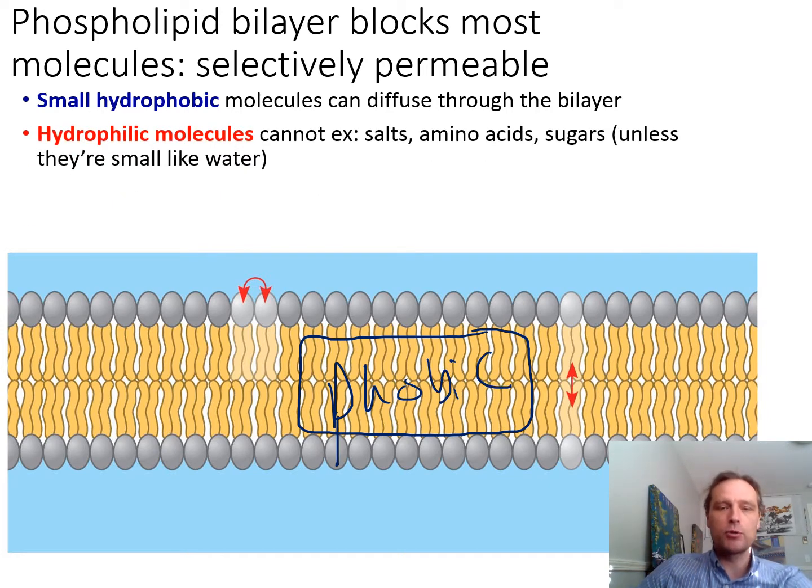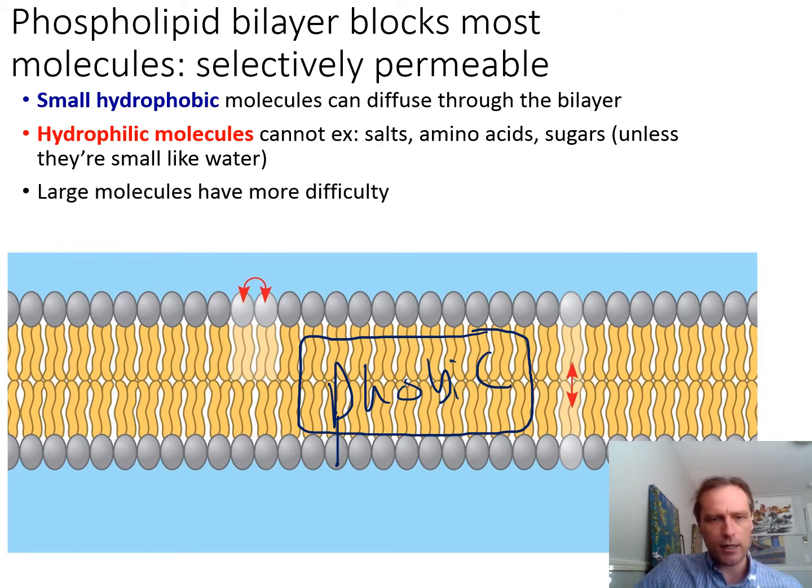Hydrophilic molecules generally cannot diffuse through it as well. So for example, salts, amino acids, sugars. Water is obviously a hydrophilic molecule. How could water not like itself? Water is polar. It can diffuse through, and the reason for that is that it is small. So these are general rules.